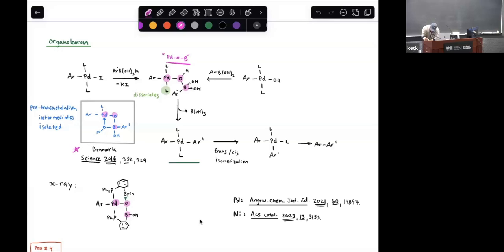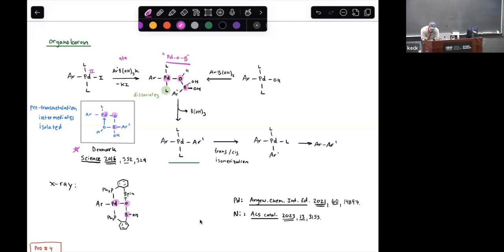In this Denmark paper, they described two ways to make a so-called pre-transmetallation intermediate containing this elusive palladium-O-boron linkage that had been proposed, not observed. One way to do it is you take a trans oxidative addition complex, palladium-2, you treat that with the corresponding boron-ate complex. Common theme in boron transmetallation is that they like to transmetallate through the ate complex.